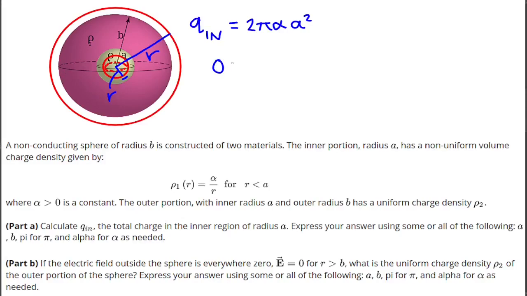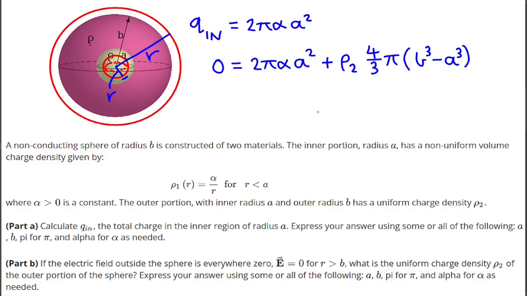And on our right hand side, we have the total enclosed charge in that spherical surface. That was Q in from part A, being 2 pi alpha a squared, plus ρ2, being the uniform charge density, by the volume of the outer part of the sphere. That will be 4/3 pi by the outer radius cubed minus the inner radius cubed. And by Gauss's law, all of this is divided by the permittivity of free space. So now it's just a matter of solving for ρ2.